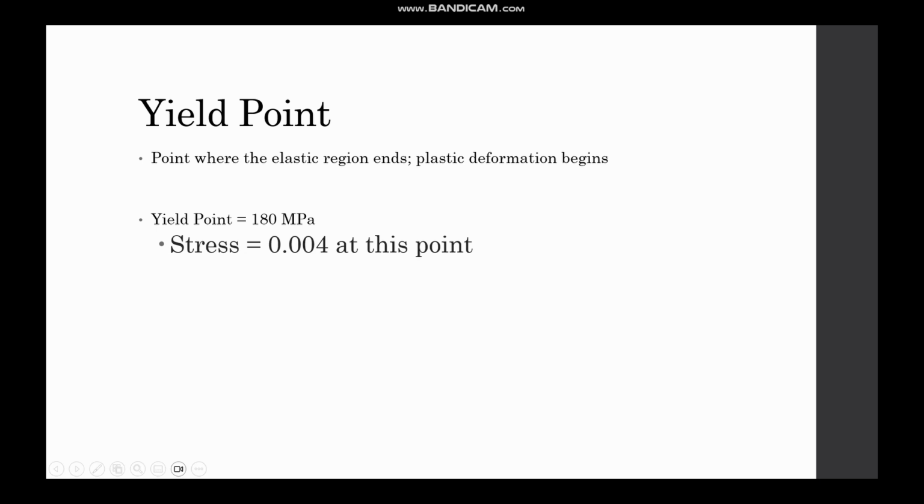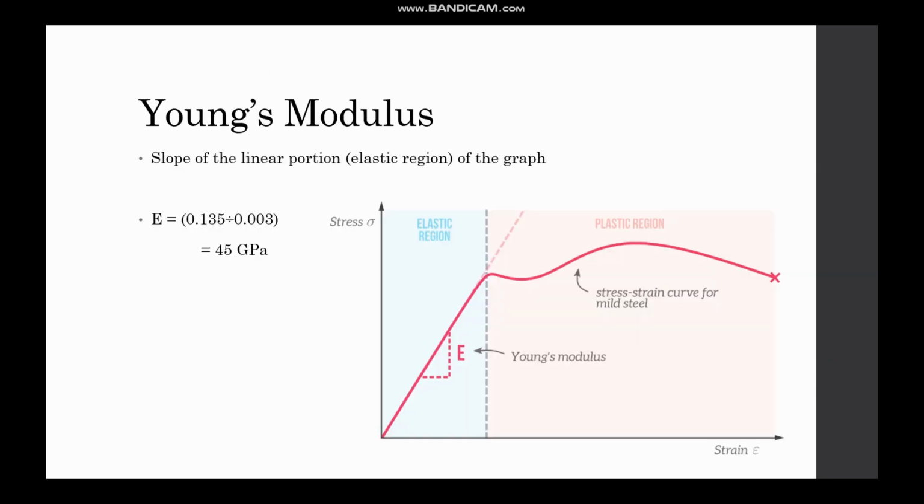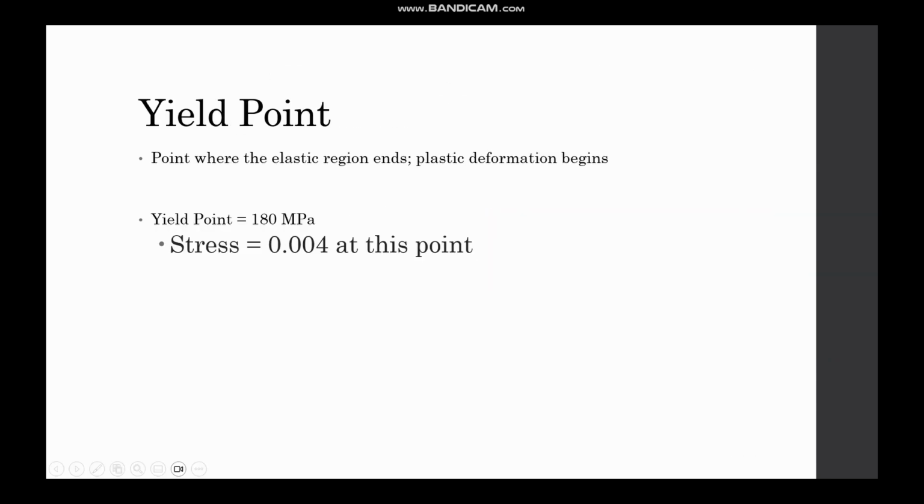Calculating the yield point, this is the point where the elastic region ends and plastic deformation would begin. So for pure magnesium, that's the end of this orange line, where the graph becomes no longer linear. And for pure magnesium, that point is around 180 megapascals.